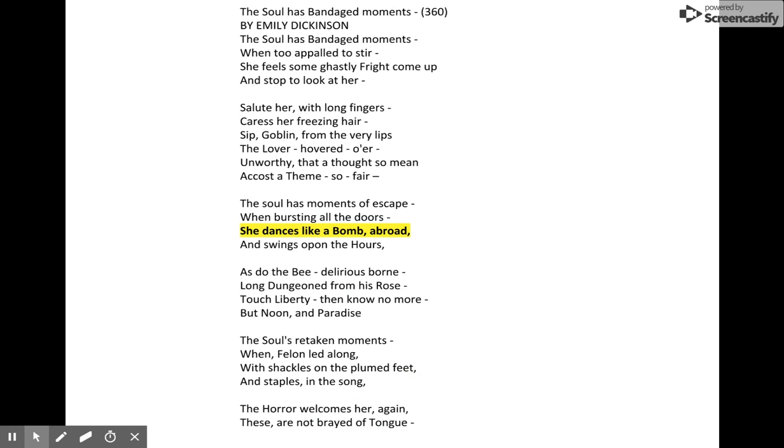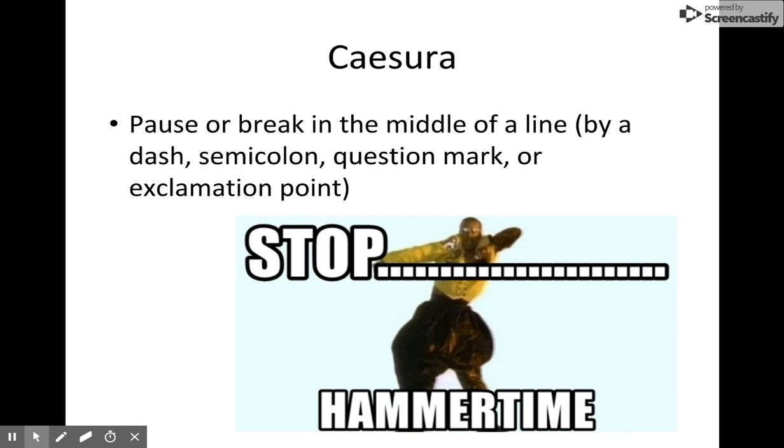Oh, I didn't have an example of euphony. So we'll look at more examples of euphony in class. But for our purposes, this is cacophony. Or I'm sorry, this is an example of consonants. We had assonance, and then cacophony and euphony. The next word is caesura.